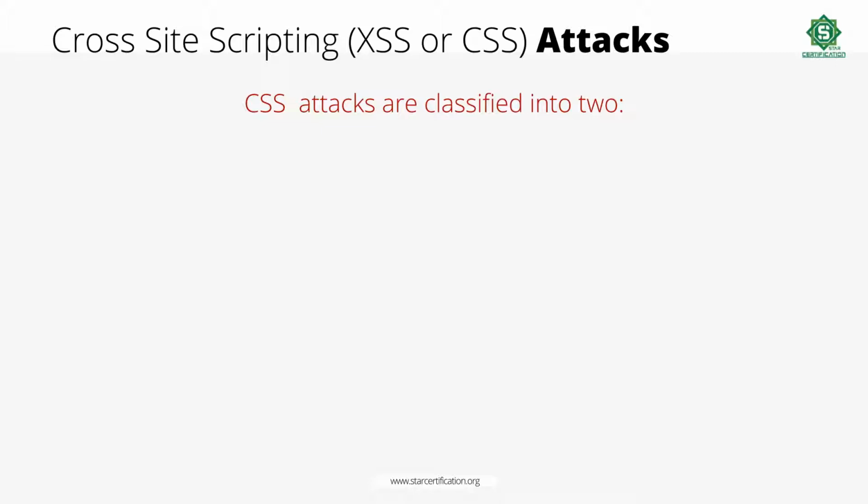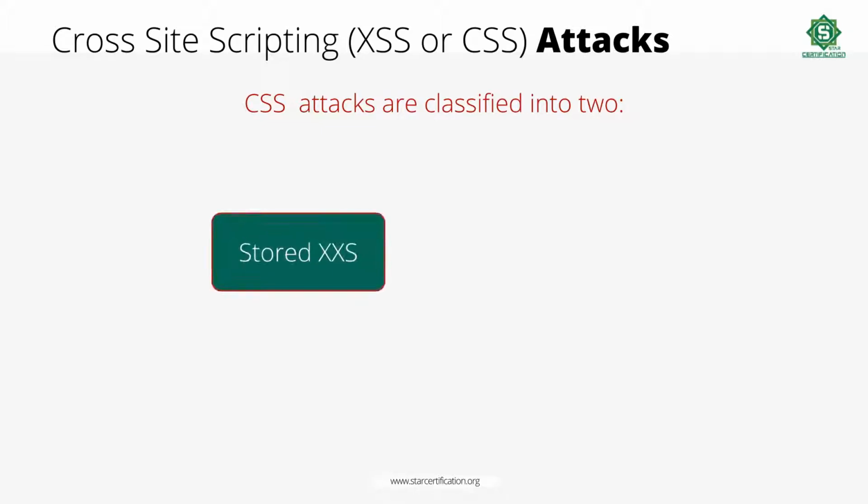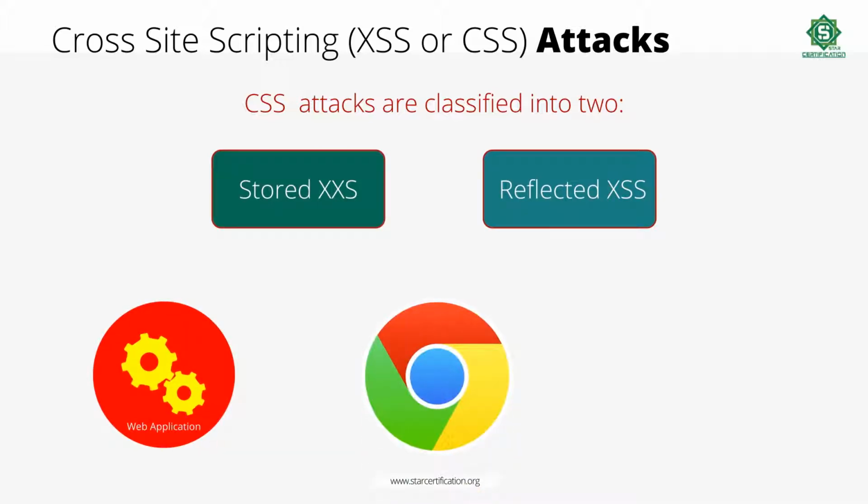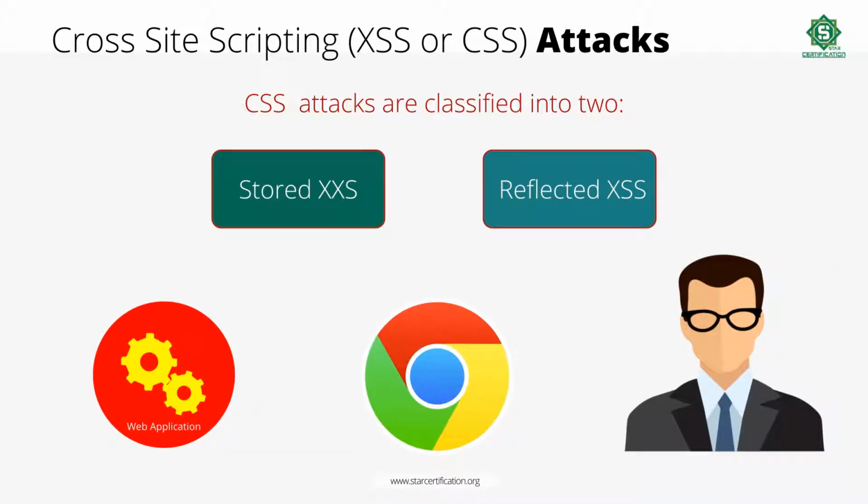XSS attacks are classified into two types: stored XSS and reflected XSS. Stored XSS, also called persistent XSS, happens when malicious scripts get injected directly into a vulnerable web application and is highly damaging. Reflected XSS involves reflecting malicious scripts off the web application onto the browser of the user. The script gets embedded in a link and is activated once the link is clicked. Let's see how a perpetrator executes a stored XSS attack.